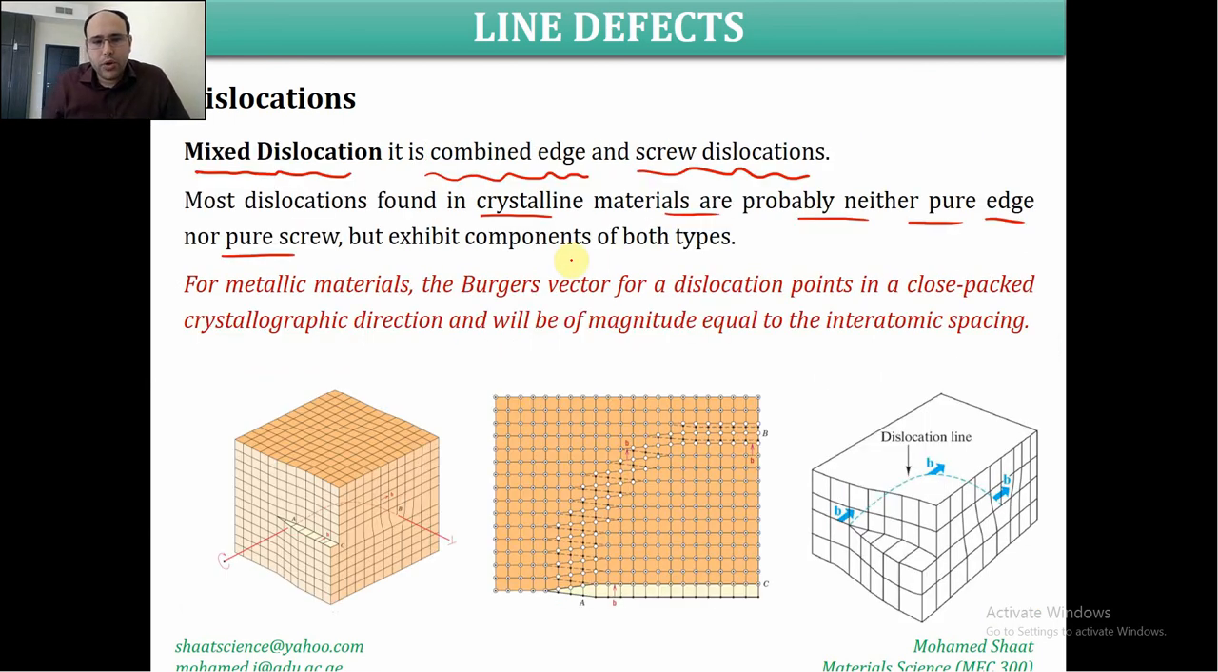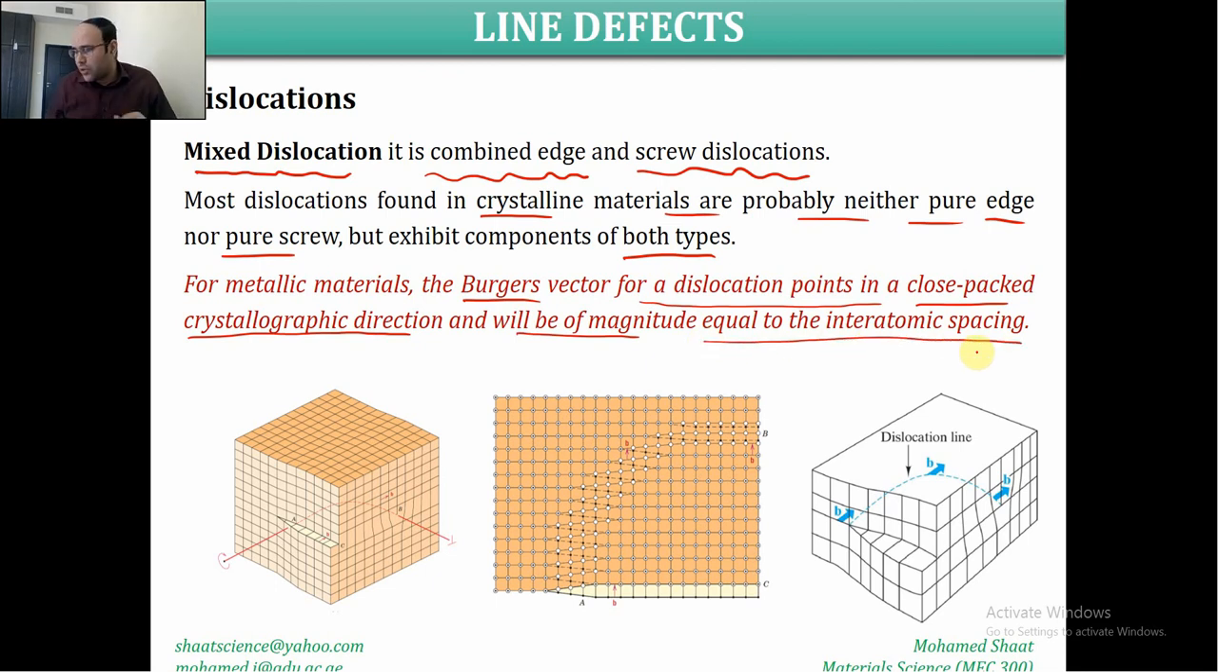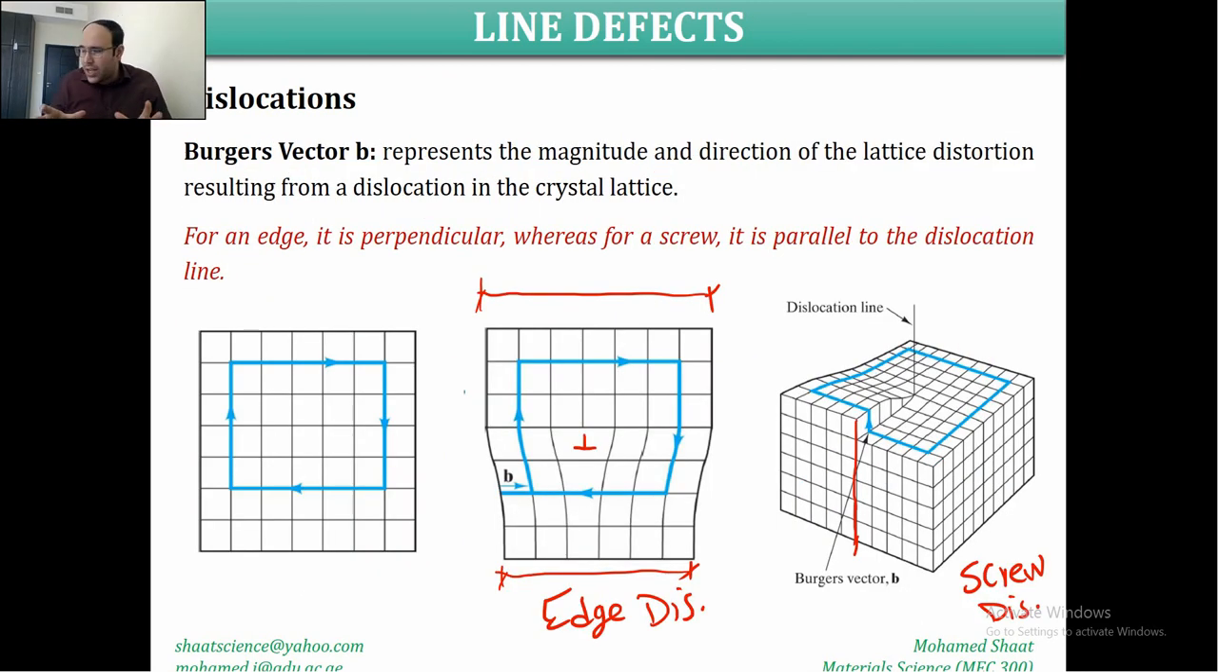But exhibit components of both types, as edge and screw dislocation, as mixed dislocation. For metallic materials, the Burgers vector for a dislocation points in a close-packed crystallographic direction and will be of a magnitude equal to the interatomic spacing. As we discussed here, the magnitude of the Burgers vector depends on one unit cell or two unit cells and so on.